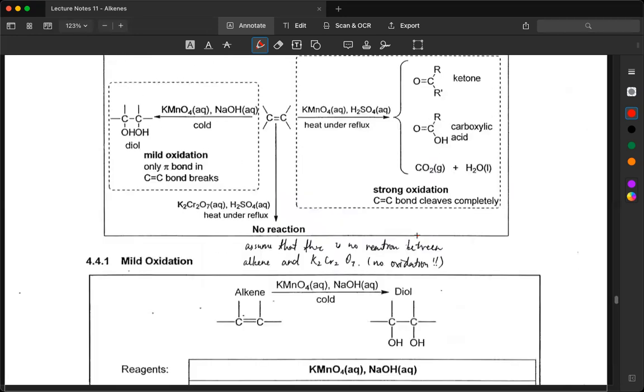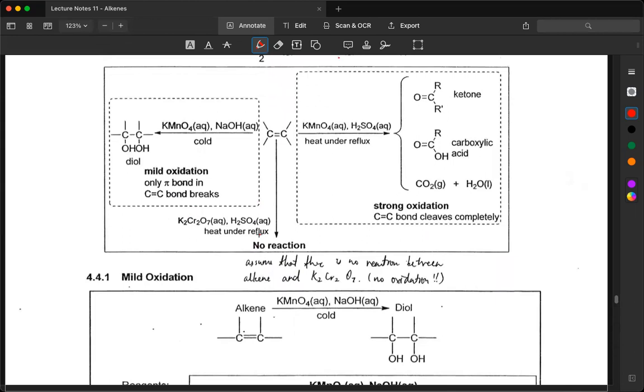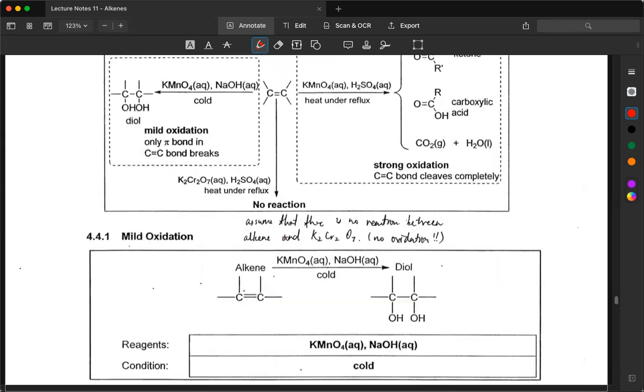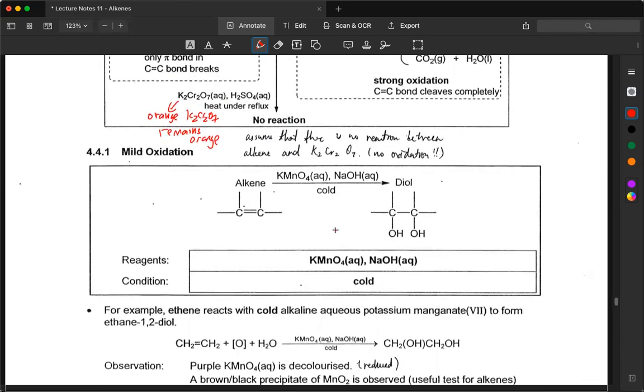So let's go into the detail. But with potassium dichromate, sorry, no reaction. So just assume there's no reaction with alkenes. The K2Cr2O7, so the orange, remains orange. There's no color change, but you will see color change for these two.